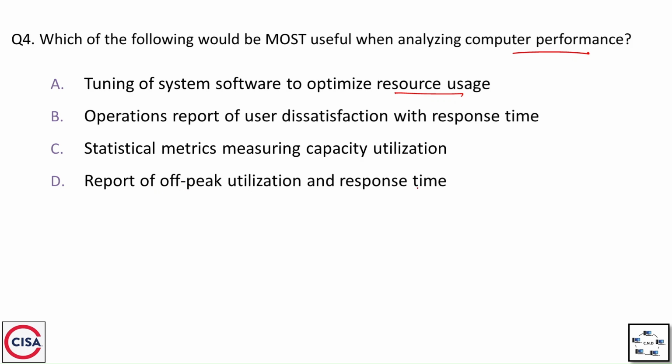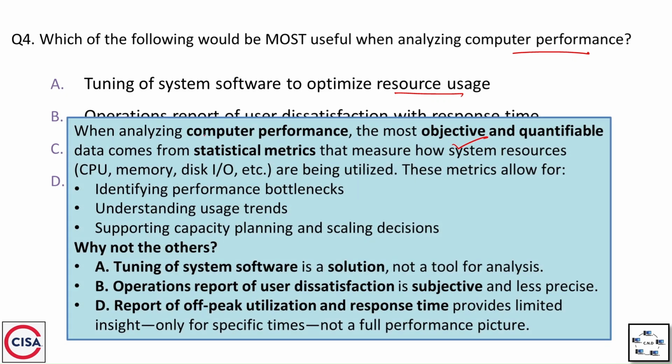And the correct option is option C, statistical metrics measuring capacity utilization. When analyzing computer performance, the most objective and quantifiable data comes from statistical metrics that measure how system resources such as CPU, memory, disk, I/O, etc. are being utilized. These metrics allow for identifying performance bottlenecks, understanding usage trends, and supporting capacity planning and scaling decisions. Why not the other options?